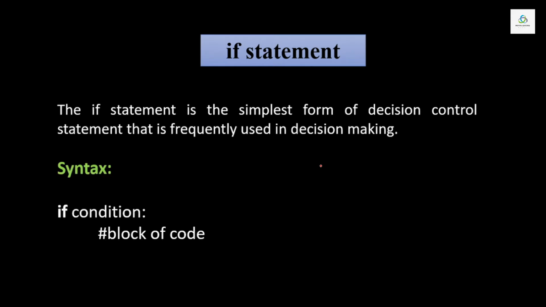When we talk about the if statement, it is used to make a decision. It is used mainly to make a decision, and it is the simplest form of statement. So its syntax is if condition and then you have a block of code. Means this if is a keyword, then you will write the condition, whatever condition you want to check, and then if the condition is true, then what code should be executed. So that block of code you will write over here.